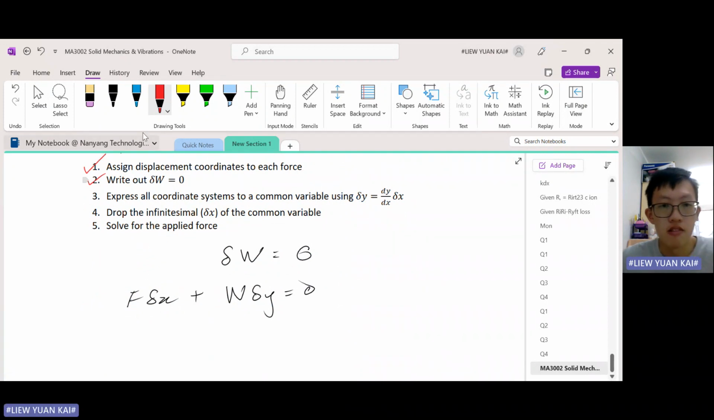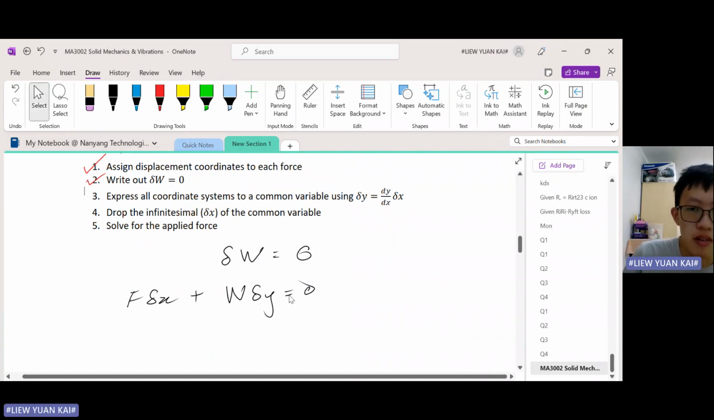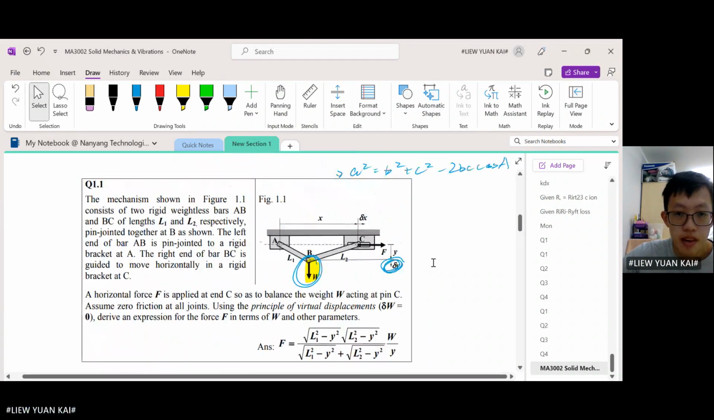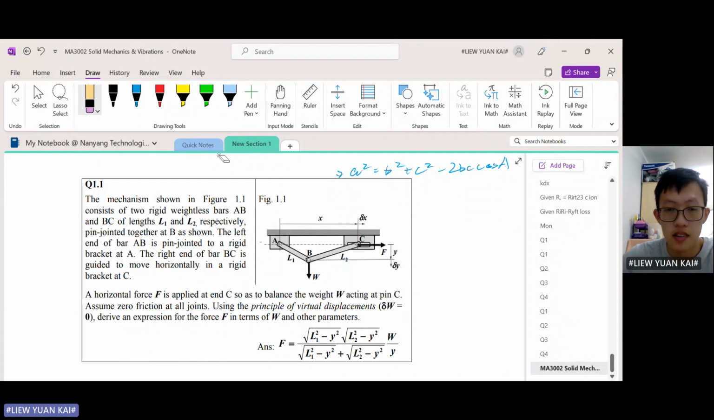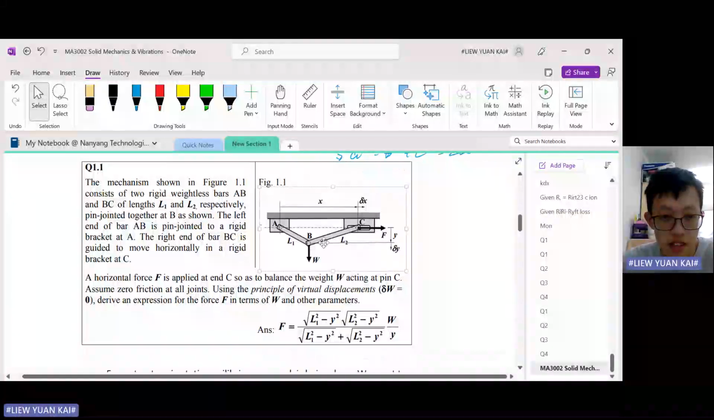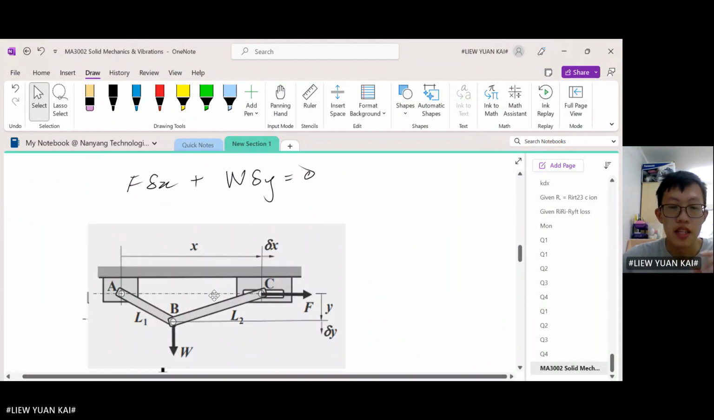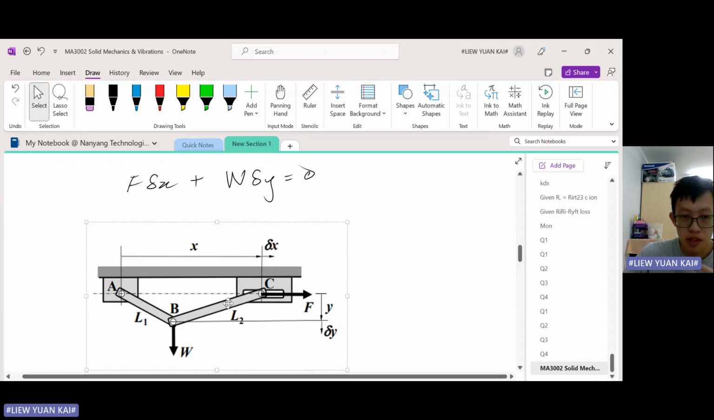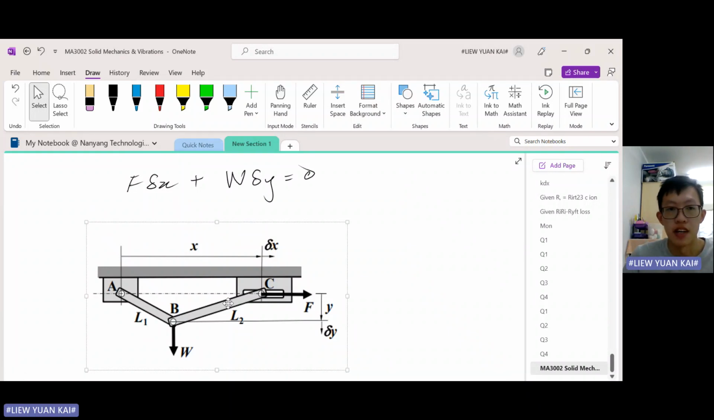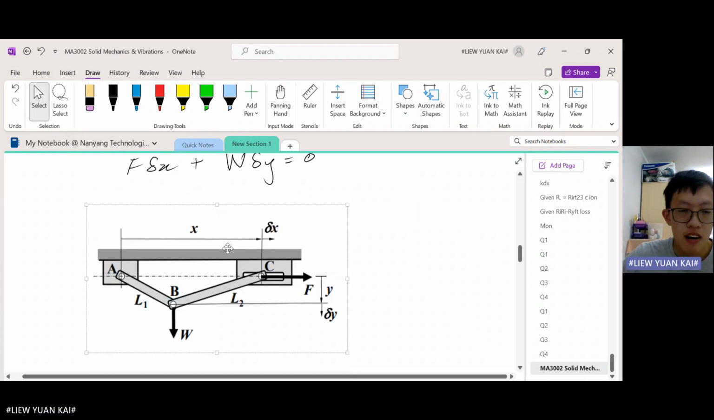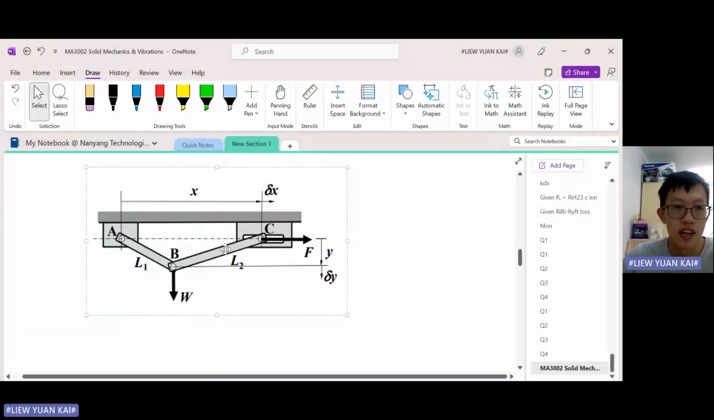Now, express all coordinate systems in a common variable using the small approximate change formula. So, how shall we do this? We have to take a look at the geometry of the structure. So let me clean this up for a bit. That means we need to find, through the geometry of the structure, a formula that relates x to y, or y to x. It doesn't matter which way. So let me see how I can relate x to y.